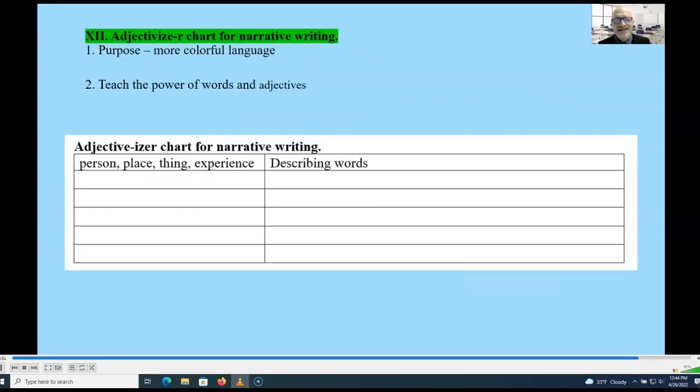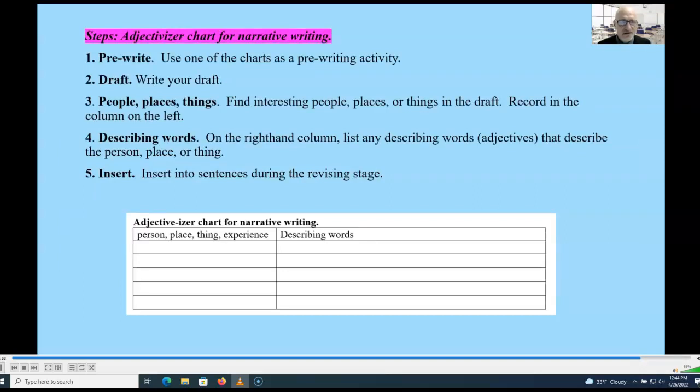This is a way to get describing words, colorful words into the draft. You create the draft first, and then you look for ways to create adjectives.